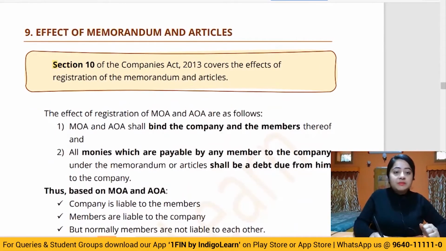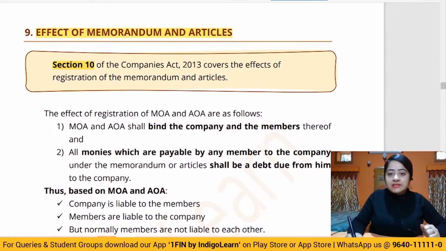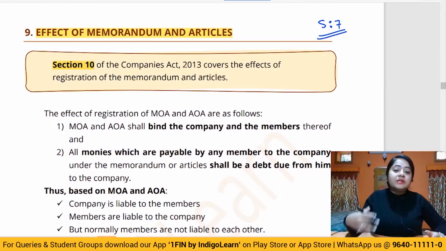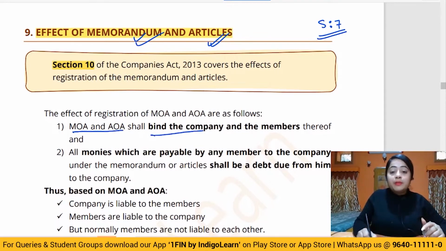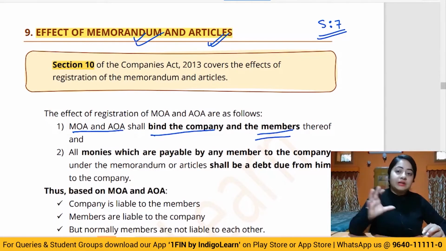The next section is section number 10 that we are discussing, effects of registration. So this is relevant after the company has been registered. So once the company is incorporated, we are going to discuss that in section number 7 after this section. Once the company is incorporated, then what is the effect of incorporation on the memorandum and articles of the company? So this section says that once the company is registered, then the memorandum and articles are going to bind the company as well as the members. So that means members will have to follow the articles and memorandum. The company will also have to follow the articles and memorandum.